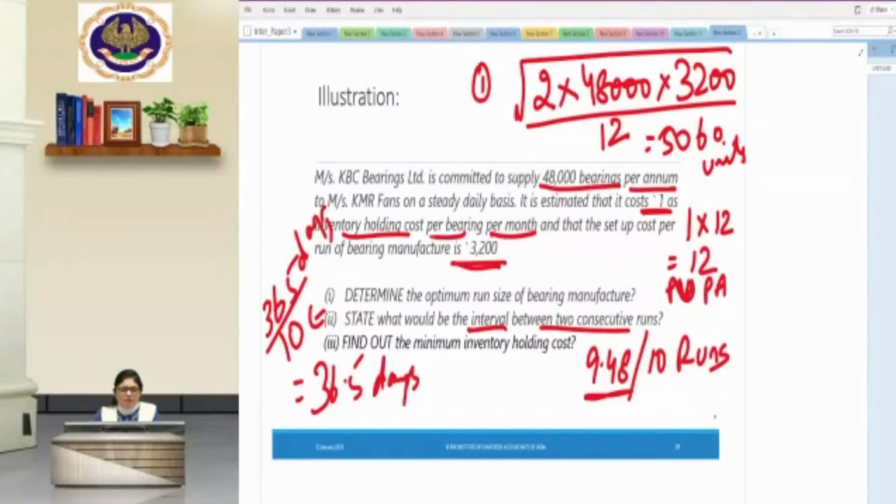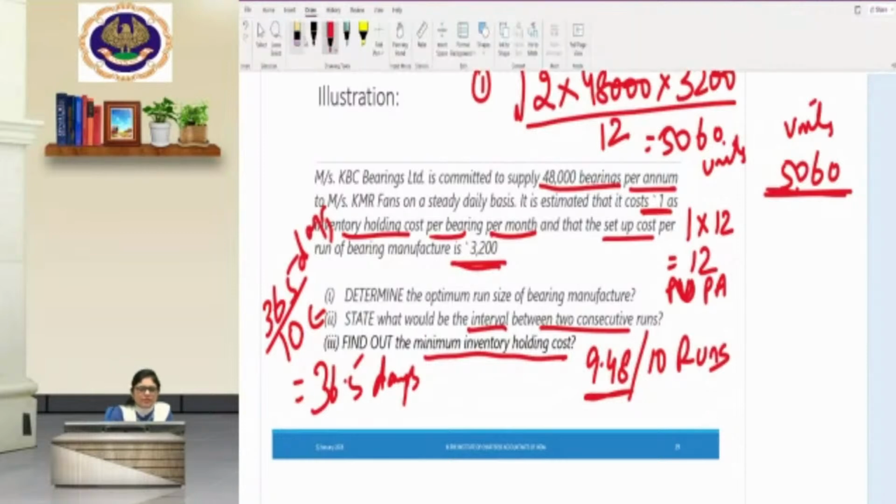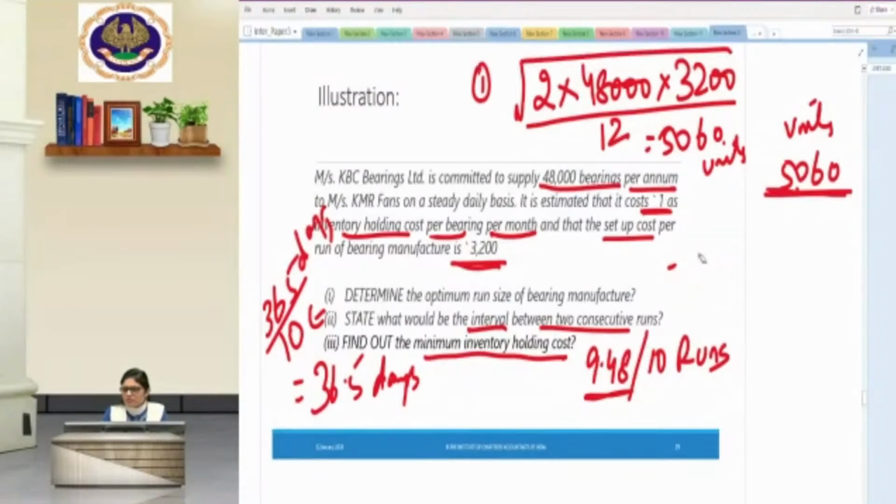Find out the minimum inventory holding cost. There are two costs now. 5060 is the units. You have to find out the minimum inventory holding cost for this EBQ. For this EBQ, what will be the inventory holding cost? It is made up of two things: first, the setup cost, and second, the inventory holding cost. All right. I'm just erasing this off because I need the space to do it. Okay. So first is the setup cost.